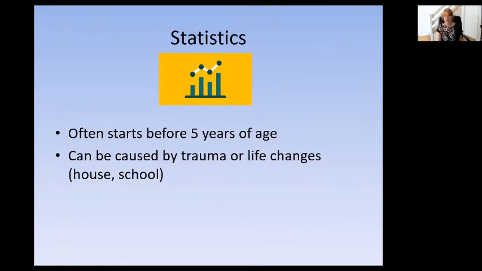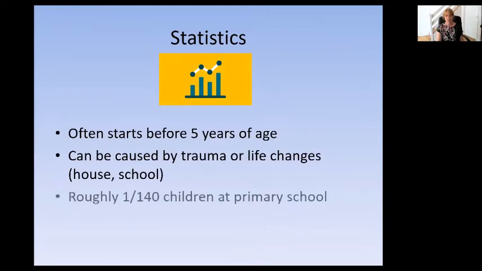So if a child has had lots of changes in their early years or significant events, then that may be one of the factors. Roughly 1 in 140 children at primary school will have selective mutism, which means as a teacher you are likely to come across this once or twice within your teaching years, particularly if you've been teaching for a long time. You will come across it a few times.